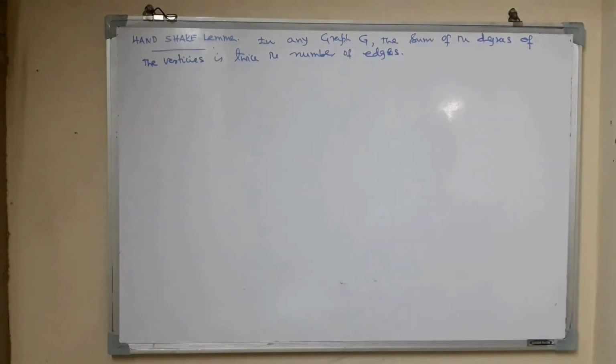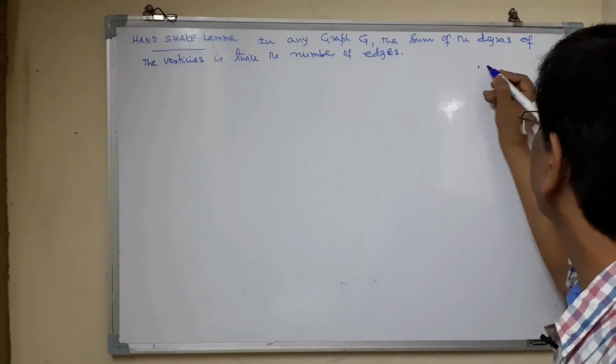In any graph G, the sum of the degrees of the vertices is always twice the number of edges. The proof is very, very simple. The only thing is we have to make it in a formal way.